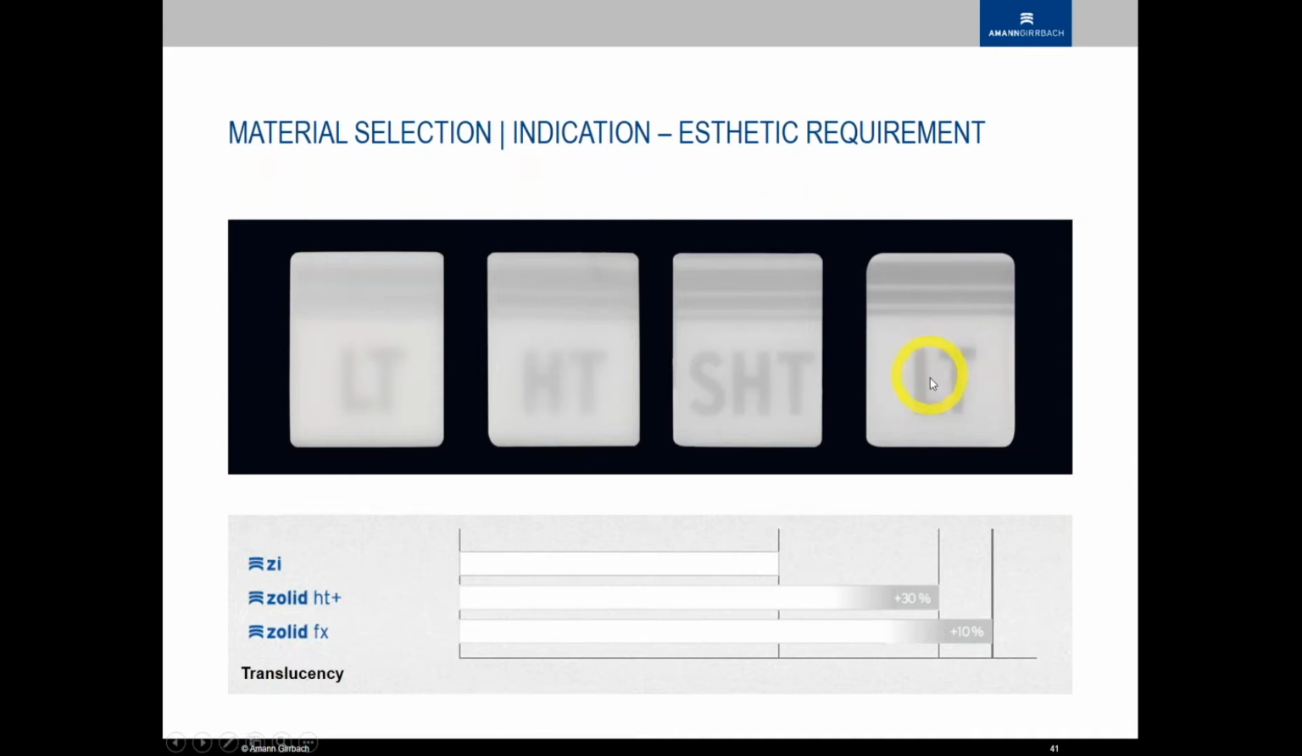Now, if I know I want to make a bridge, a 4-unit bridge, let's say, or 5-unit bridge, then I know I cannot use this material because it would not be strong enough. I cannot use this material here because we only approve it for 3-unit bridges. So I would have to go to an HT, or actually it would be nice if you're in between, there's the HT plus missing. So you can imagine something in between here for the HT plus. That will be the material of my choice because I get the highest aesthetics, the highest translucency, whilst maintaining that megapascal strength that the indication, the 4-unit or 5-unit bridge, whatever I said, requires.